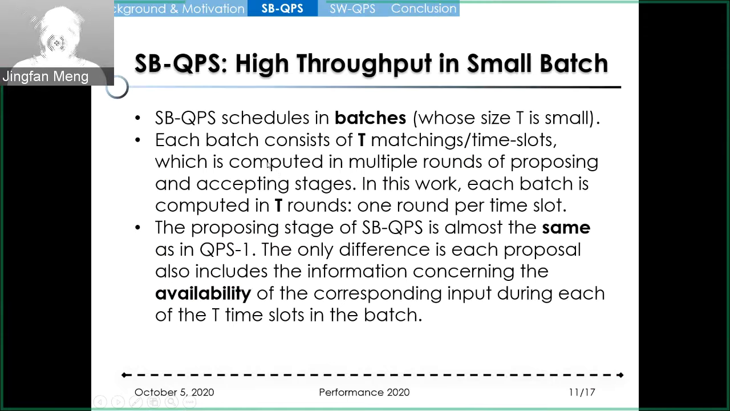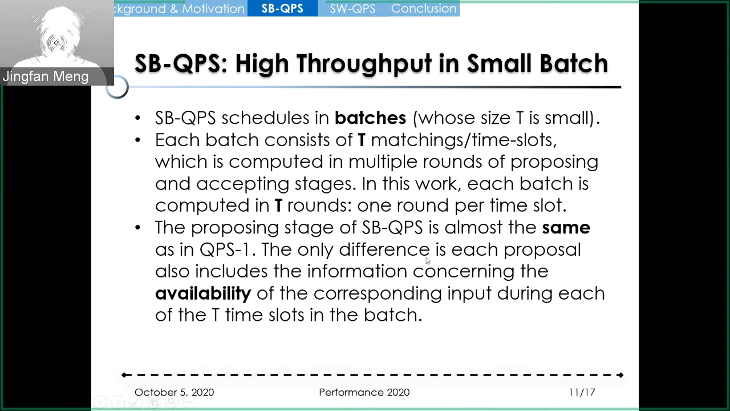A batch is computed in multiple rounds of proposing and accepting stages. In this work, we use T rounds for each batch, so the amortized complexity is 1 round per time slot. This is the same as in QPS-1. The proposing stage of small batch QPS is almost the same as in QPS-1.